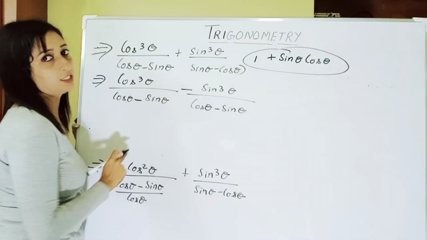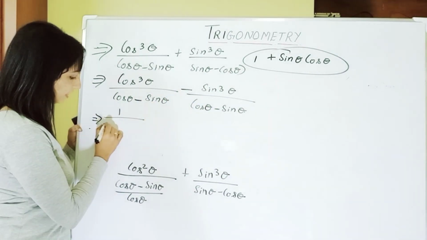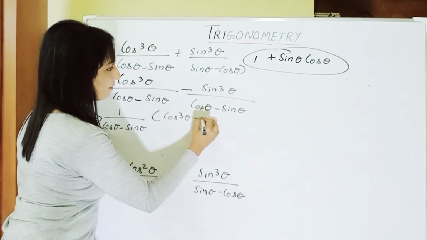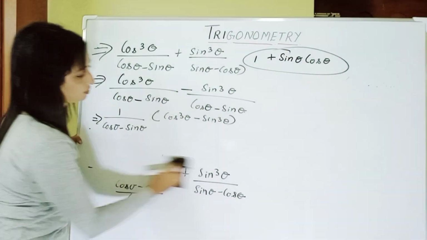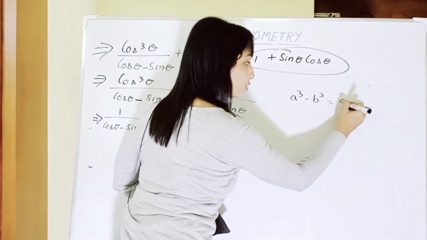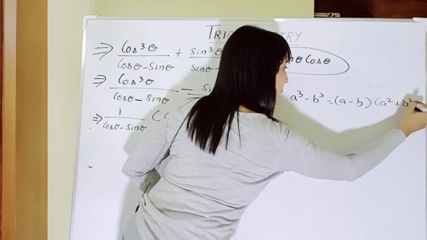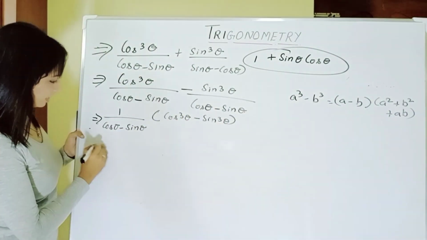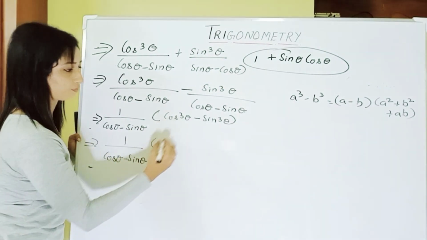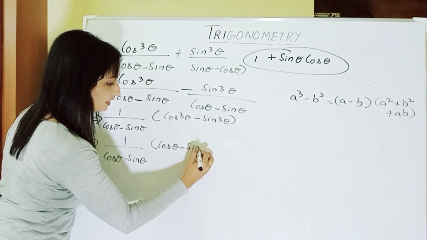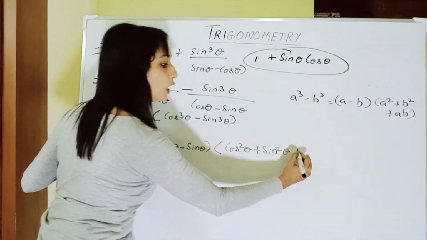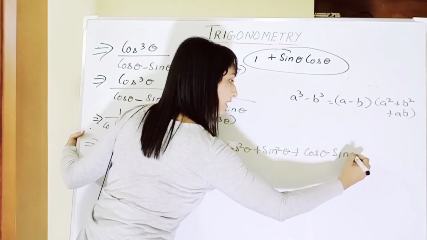So now I can take this denominator common. So I get 1 by cos theta minus sine theta into cos cube theta minus sine cube theta. Now what is this form? A cube minus b cube. Now what is this a cube minus b cube expansion? A cube minus b cube is equal to a minus b into a square plus b square plus ab. So let us expand. You get 1 by cos theta minus sine theta into cos theta minus sine theta into cos square theta plus sine square theta plus cos theta into sine theta.